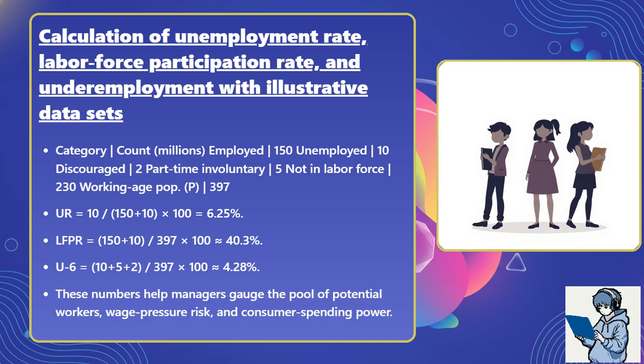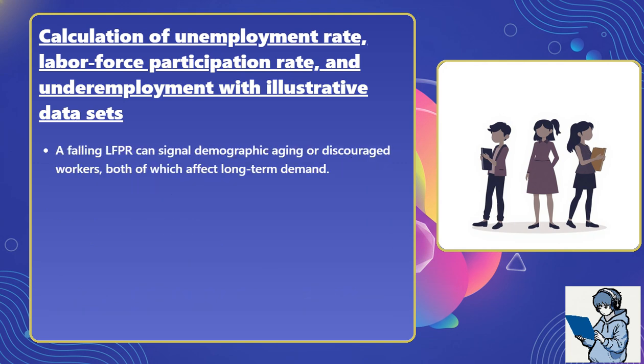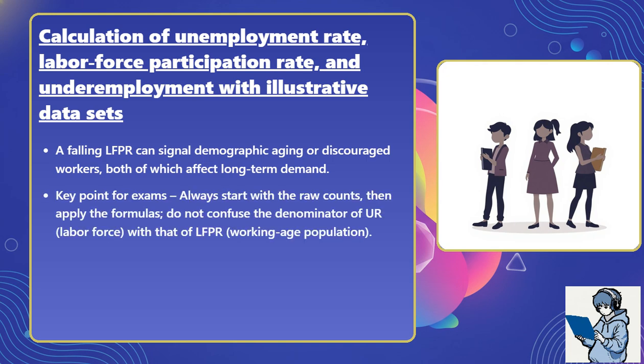These numbers help managers gauge the pool of potential workers, wage pressure risk, and consumer spending power. A falling labor force participation rate can signal demographic aging or discouraged workers, both of which affect long-term demand. Key point for exams: always start with the raw counts, then apply the formulas. Do not confuse the denominator of the unemployment rate, the labor force, with that of the labor force participation rate, the working age population.